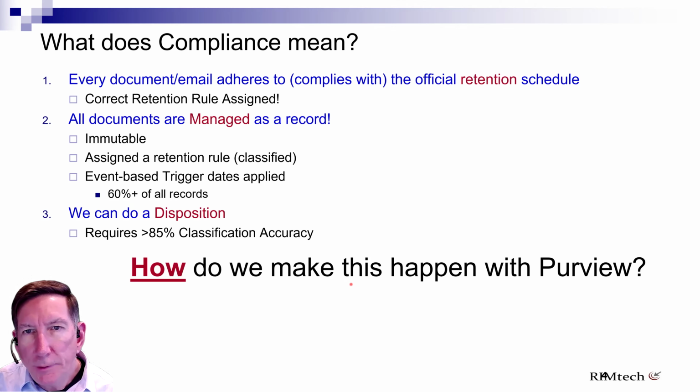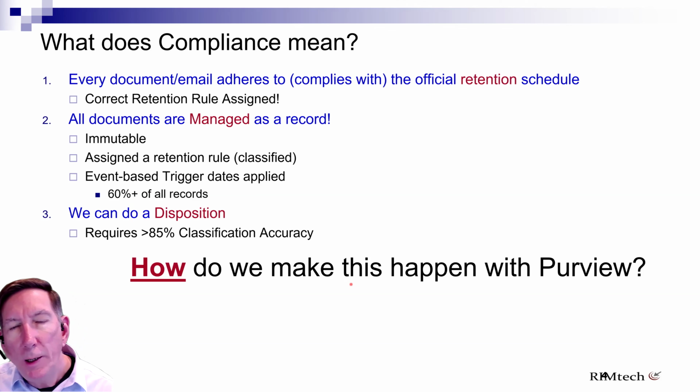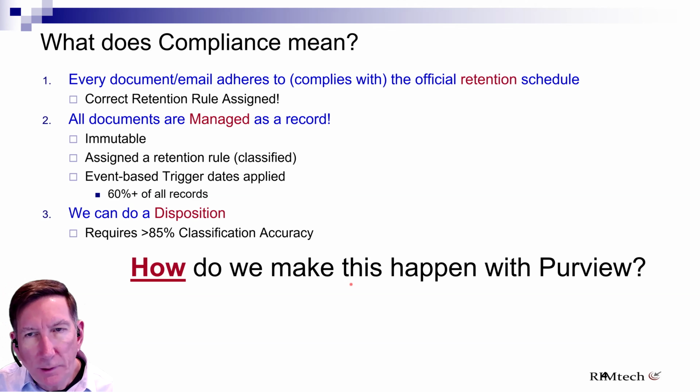Number two is that all the documents are being managed as a record. And that means three things. It means they're immutable, which means nobody can edit or delete the documents or their metadata. Number two is they have a retention rule assigned, as we talked about a moment ago, and that means classified. Classified means a retention rule from the retention schedule has been applied to that document. And the third is that case records are being properly managed.